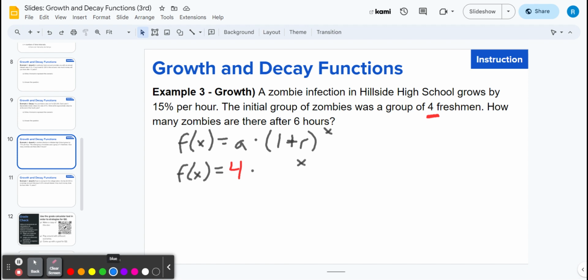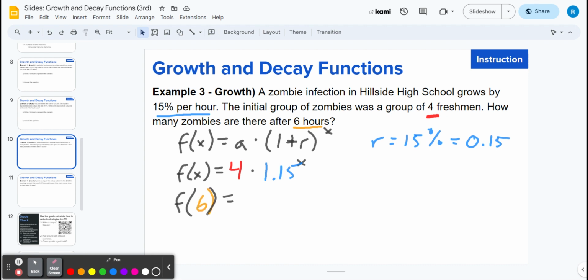And we know that our rate is 15% per hour. So R is equal to 15%. And if I convert that into a decimal, it's 0.15. And so the 1 plus R should be 1.15 to the x. And now I know that, hey, I'm looking at it after 6 hours. That's what my F value represents. So F of 6 is equal to 4 times 1.15 to the 6th power.